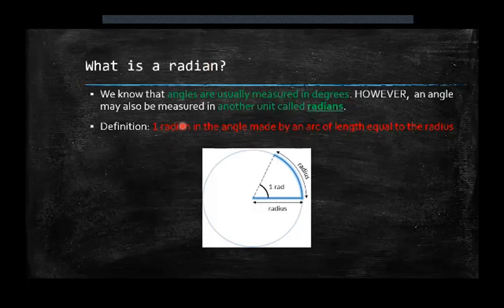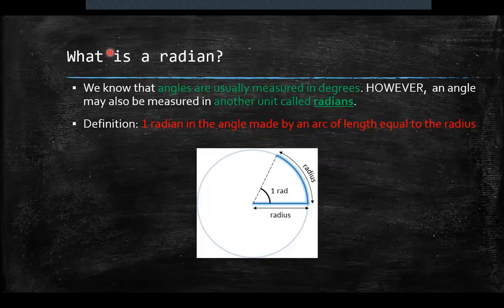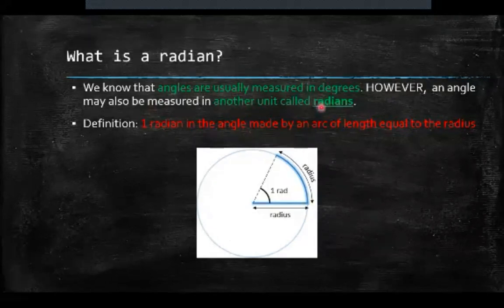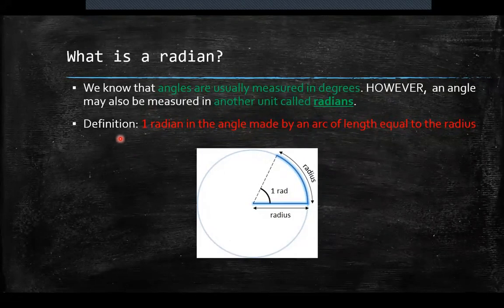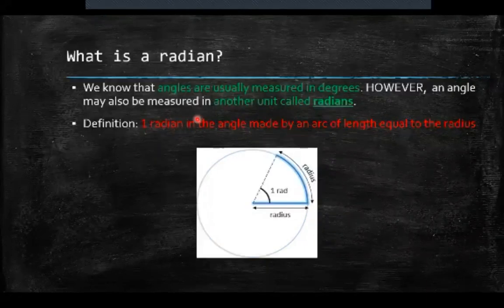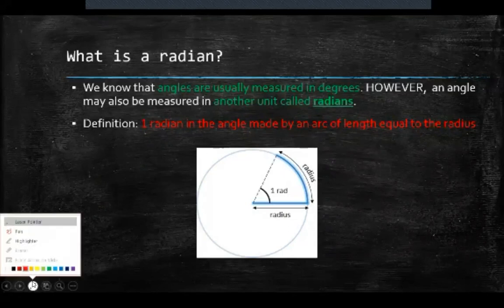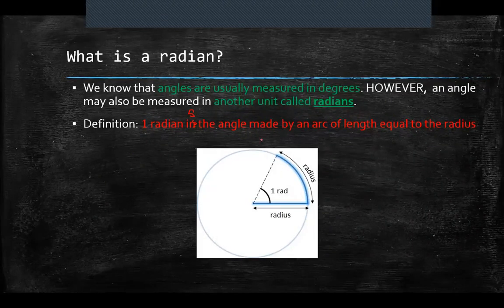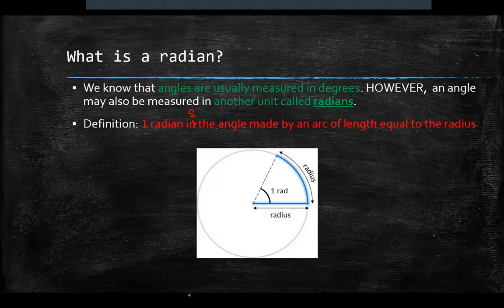So you know that angles are measured in degrees. From, I don't know, maybe primary school, secondary school, but I know that you know angles are measured in degrees. However, there's also another unit to measure angles, and it's called radians. But what exactly is the exact definition of a radian? Well, 1 radian is supposed to be, right? Let me just write it. 1 radian is the angle made by an arc of length equal to its radius.